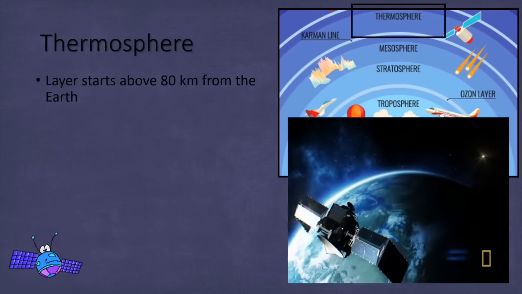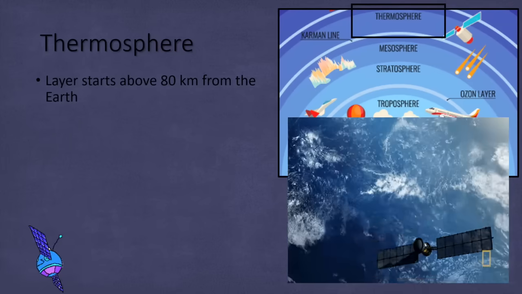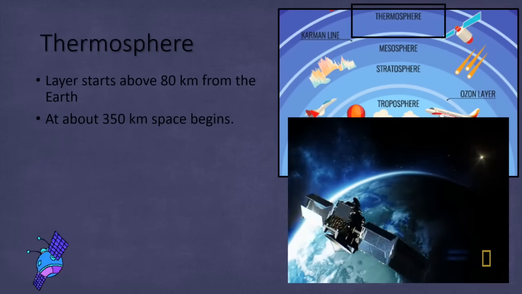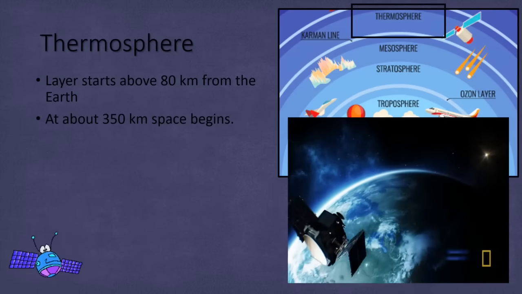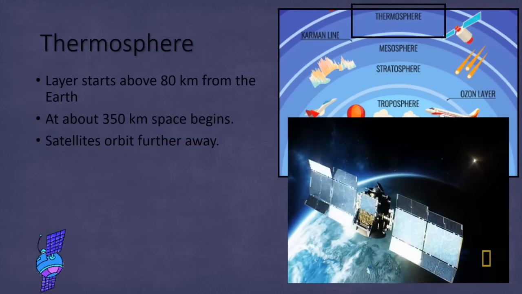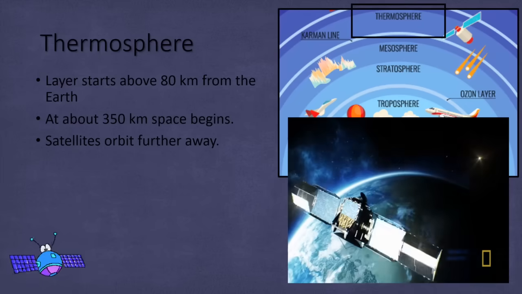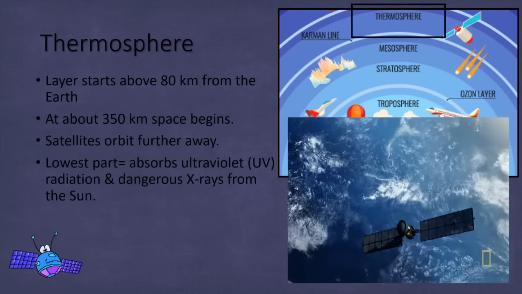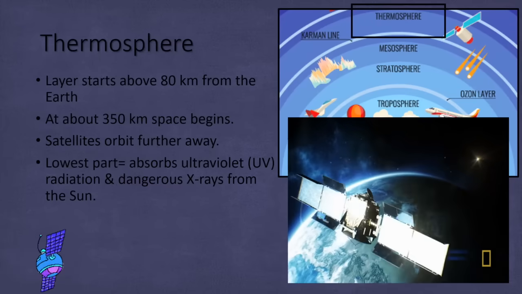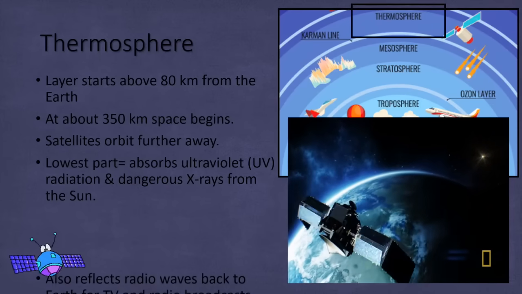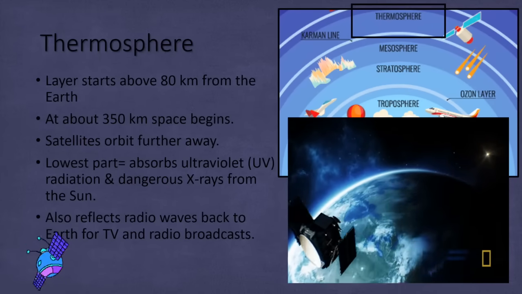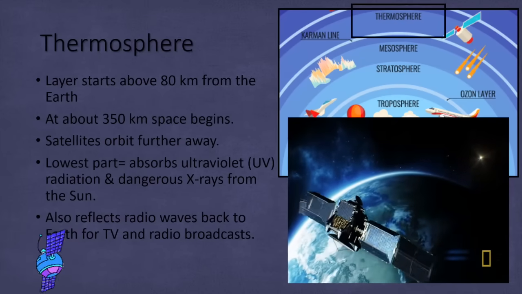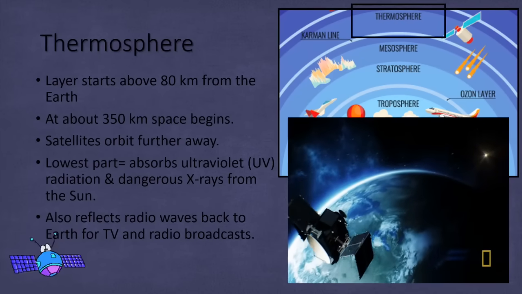Our thermosphere layer starts from about 80 kilometers above the Earth, but slowly diminishes at about 350 kilometers, and that is where space begins. Our satellites can orbit much further than that, but are mainly found within our thermosphere. The lowest part of the thermosphere absorbs ultraviolet radiation and dangerous X-rays from the sun, and it is also able to reflect radio waves back to Earth for TV and radio broadcasts due to the satellites that are orbiting within the thermosphere.